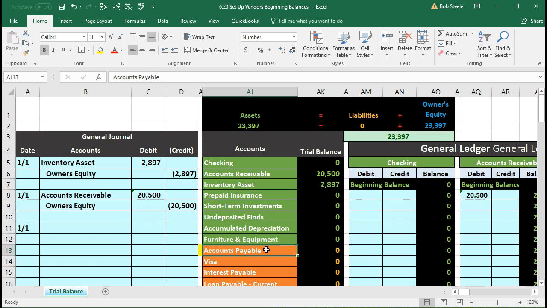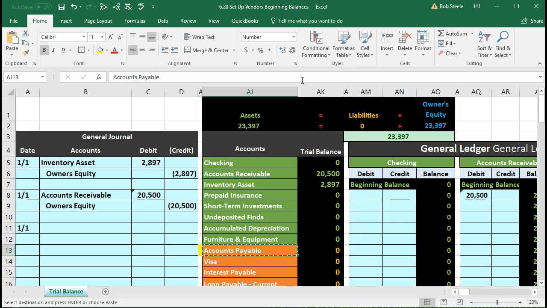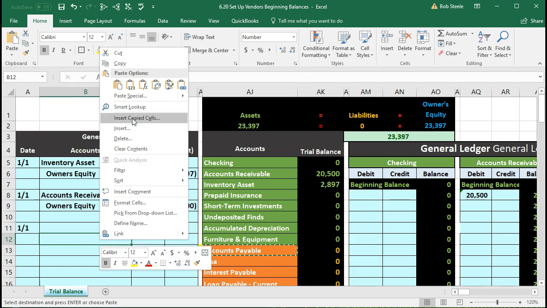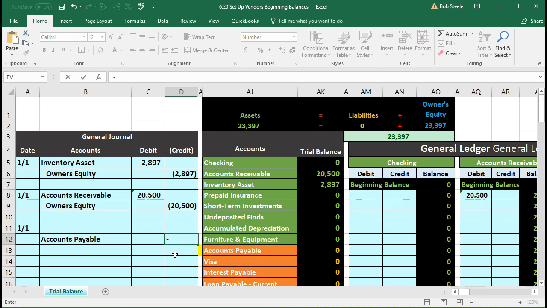$15,000. I'm going to copy this cell in AJ13, right click and copy, and put that over here in B12, right clicking and pasting 1, 2, 3. We'll then put the amount in the credit column in D12 with a negative 15,000. That's the amount. We're then going to need to debit something for 15,000 to have the debits equal the credits, and we need to know what that debit will be.